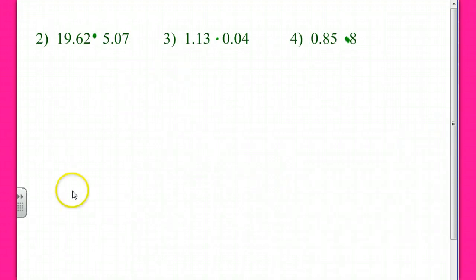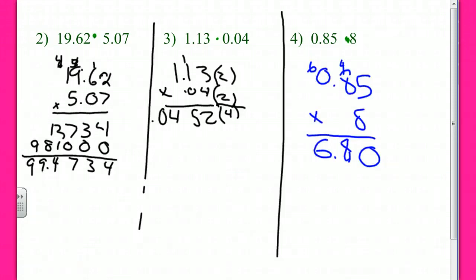Okay, go ahead and try these, and then pause the video, come back when you're ready to check your answers. I'm going to have a few students come up and show their work here. Okay, so we do not need to line up the decimals, but we do need to count the number of decimal places in each factor, add that up, and make sure that the product has that many places.